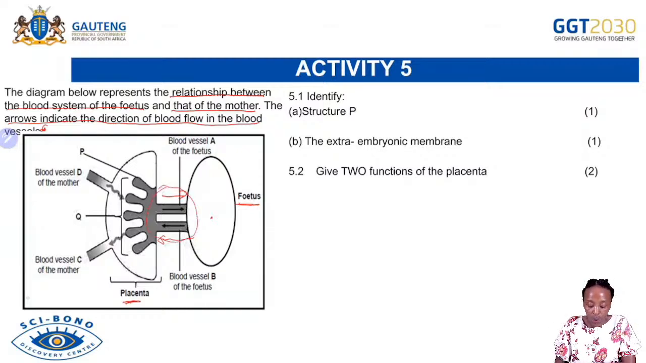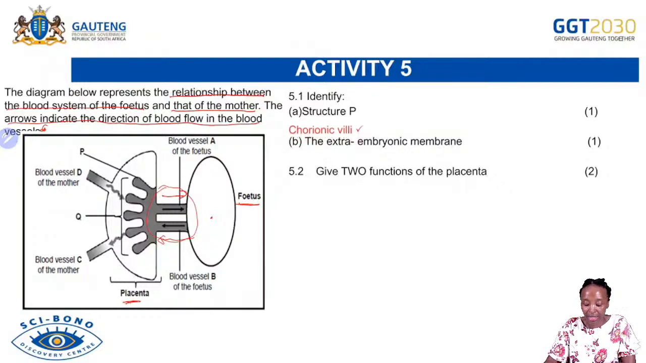So now we must identify structure P. We can see its finger-like projections and it is embedded onto the endometrium. So structure P is the chorionic villi. Extra embryonic membrane, remember we said the extra embryonic membrane that gives rise to structure P, we said that is the chorion. Then again, the functions of the placenta, acting as the microfilter, providing immunity, gaseous exchange, nutrition, and what else? Yeah, we'll just look into them now.